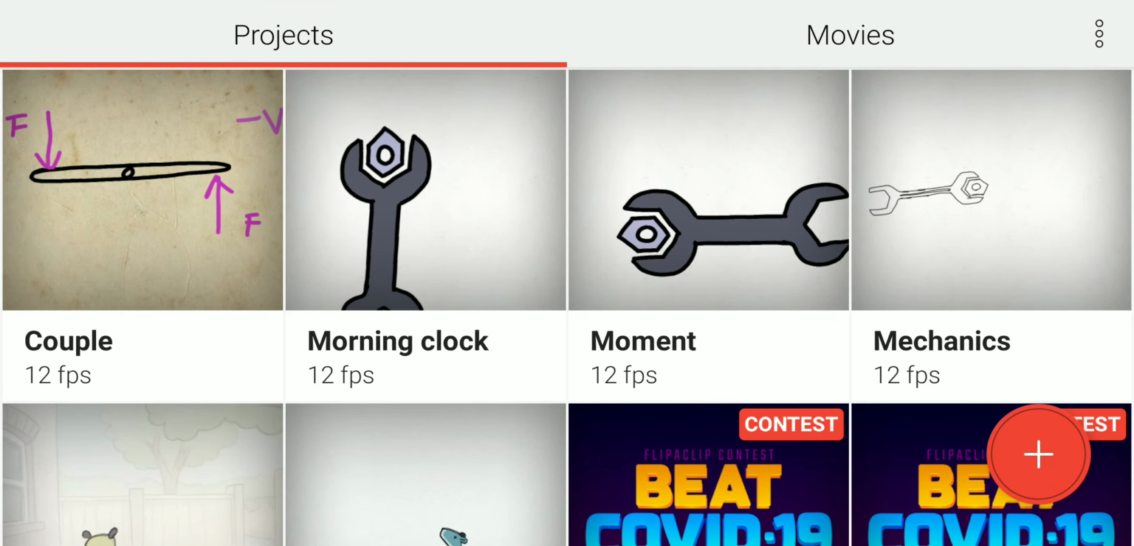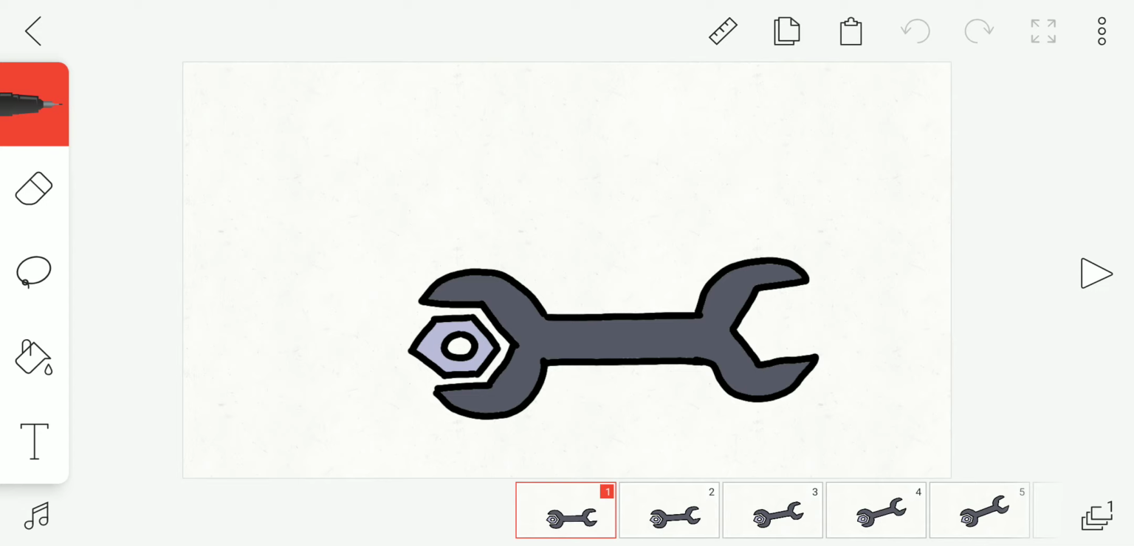Let us go for moment. In this particular body, here the moment is subjected. When I try to apply a force on the wrench at some distance, like here, the body starts moving in the left side direction, that means in the anti-clockwise direction.